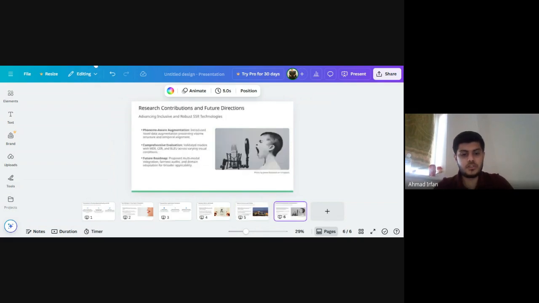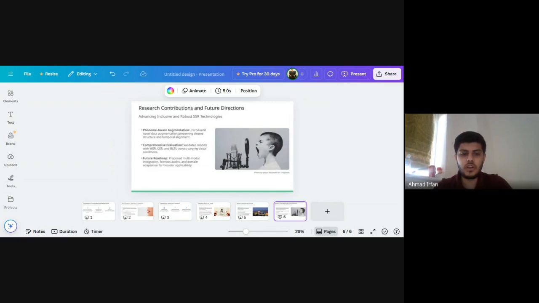Moving further towards the last slide, here we will discuss the research contribution and the future direction. So, what's the bigger picture here? This project contributes methodologically and practically to the field of silent speech recognition. On the technical side, it introduced a phoneme-aware augmentation method that can easily be integrated into existing lip reading pipelines. On the practical side, it improved the real-world applicability of SSR models, especially in assistive technologies for the hearing impaired, silent command interfaces for wearables, and restoration of historical footage.